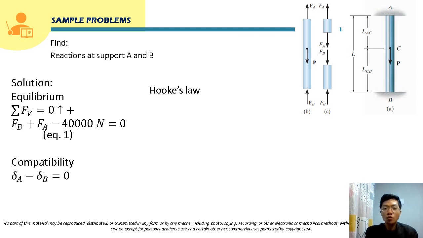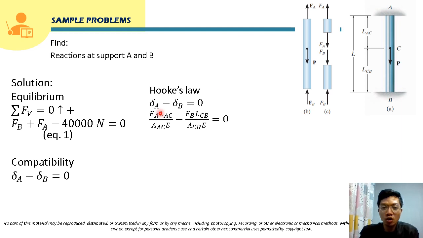Okay, so from here, we can use Hooke's law to express this equation into terms according to what is being asked in the problem. In this case, what is being asked in the problem are the reaction forces FA and FB. So the formula that we can use, we can express these deformations in terms of forces A and B, right? So we can use the formula PL over AE.